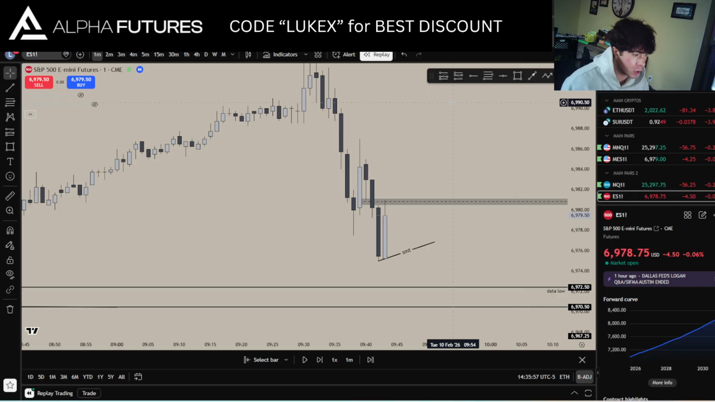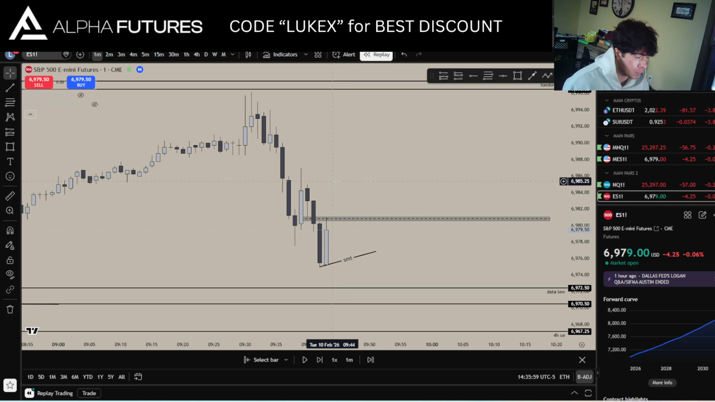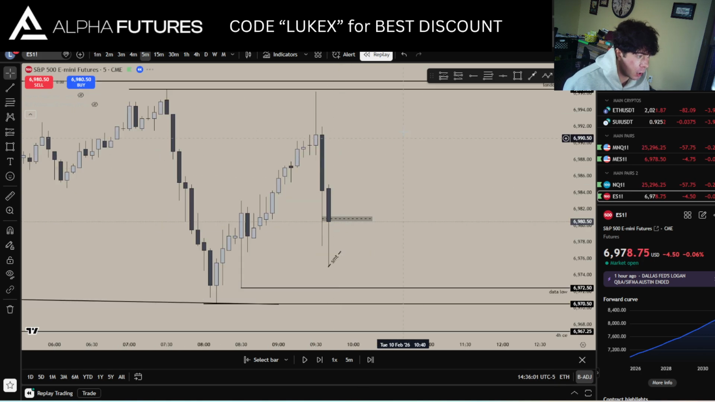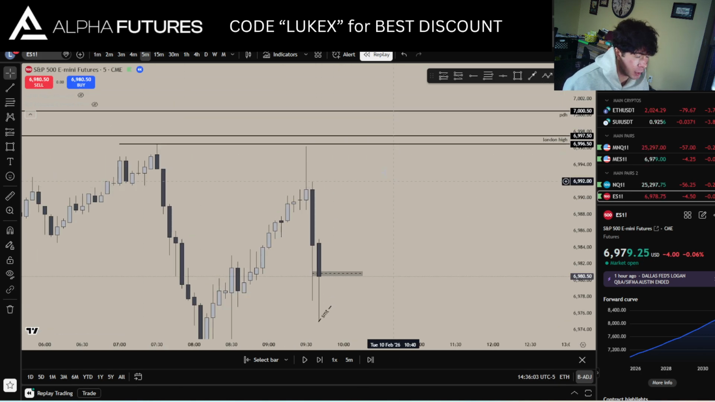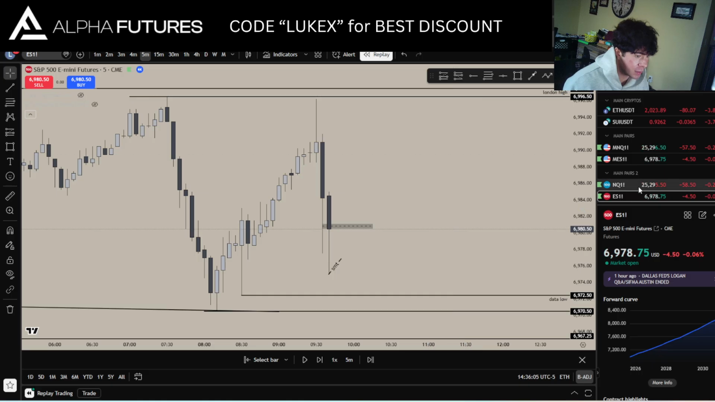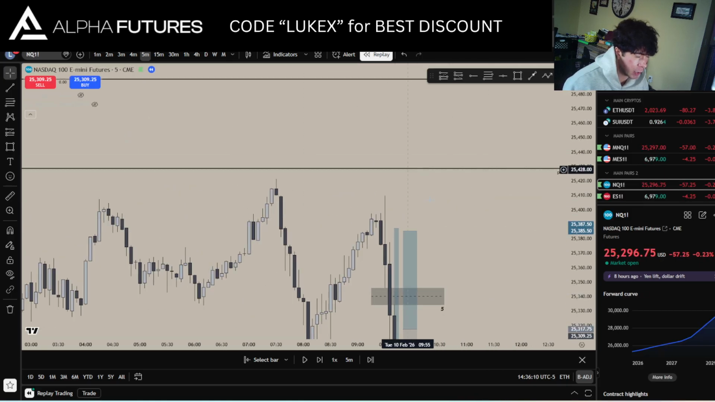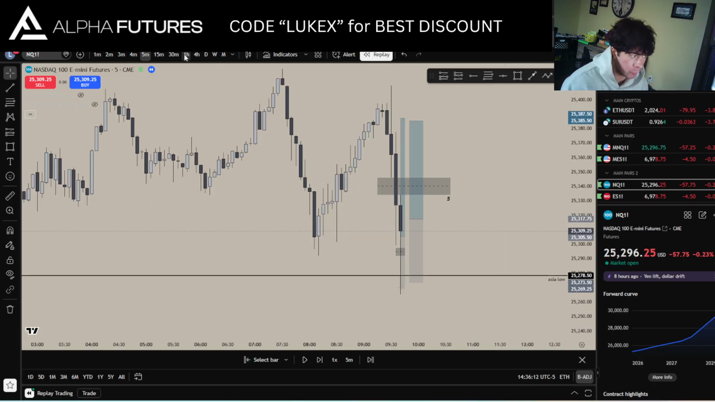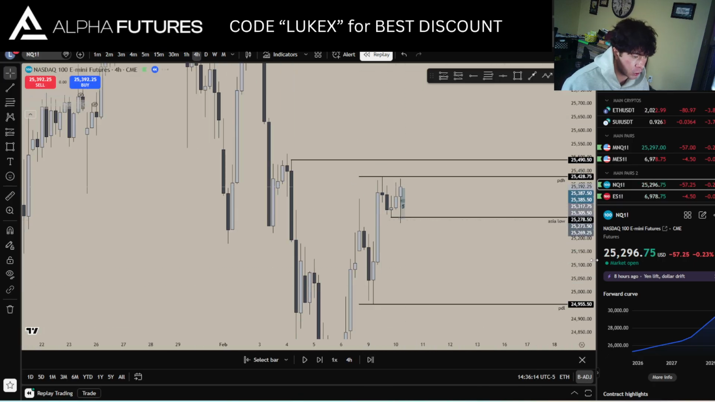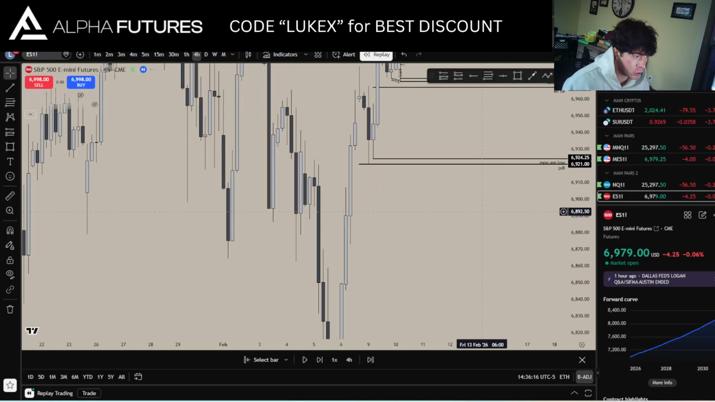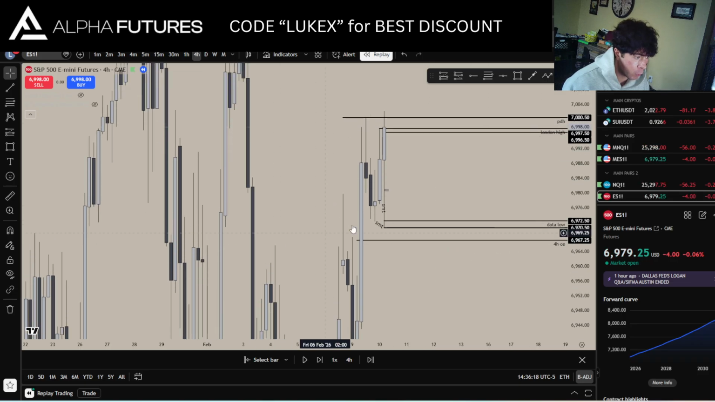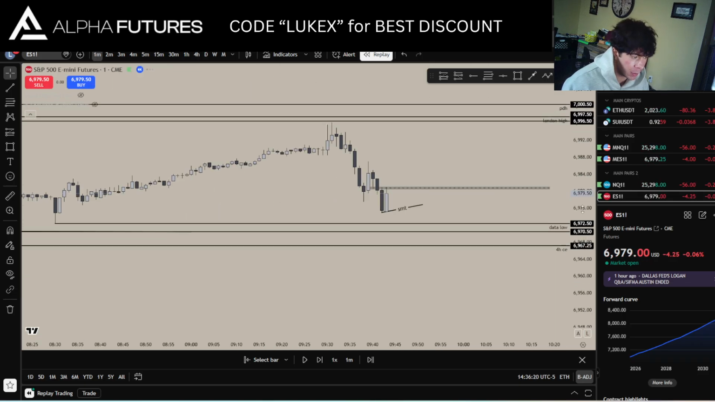So at this point, the draws on liquidity are above. We have these relative equal highs up here. ES has London high and previous day high. And if you look at NQ, we have these relative equal highs, and we have previous day highs. So the draw is clearly above. We're reacting off of a 4-hour bullish gap. ES was also reacting off a 4-hour bullish gap. So obviously the draw is favoring higher.